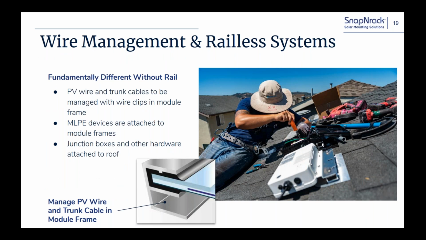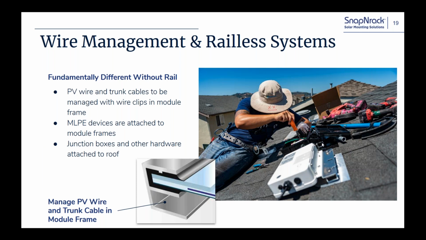So we'll talk a little bit about wire management. It's fundamentally different. It's not that different, but it's fairly different from a railed system, in that when you install our UR40, UR60 rail, it's got a channel, and you can use that channel to manage all your PV wire, your trunk cable, that kind of stuff. Basically it creates a raceway right to the J-box.